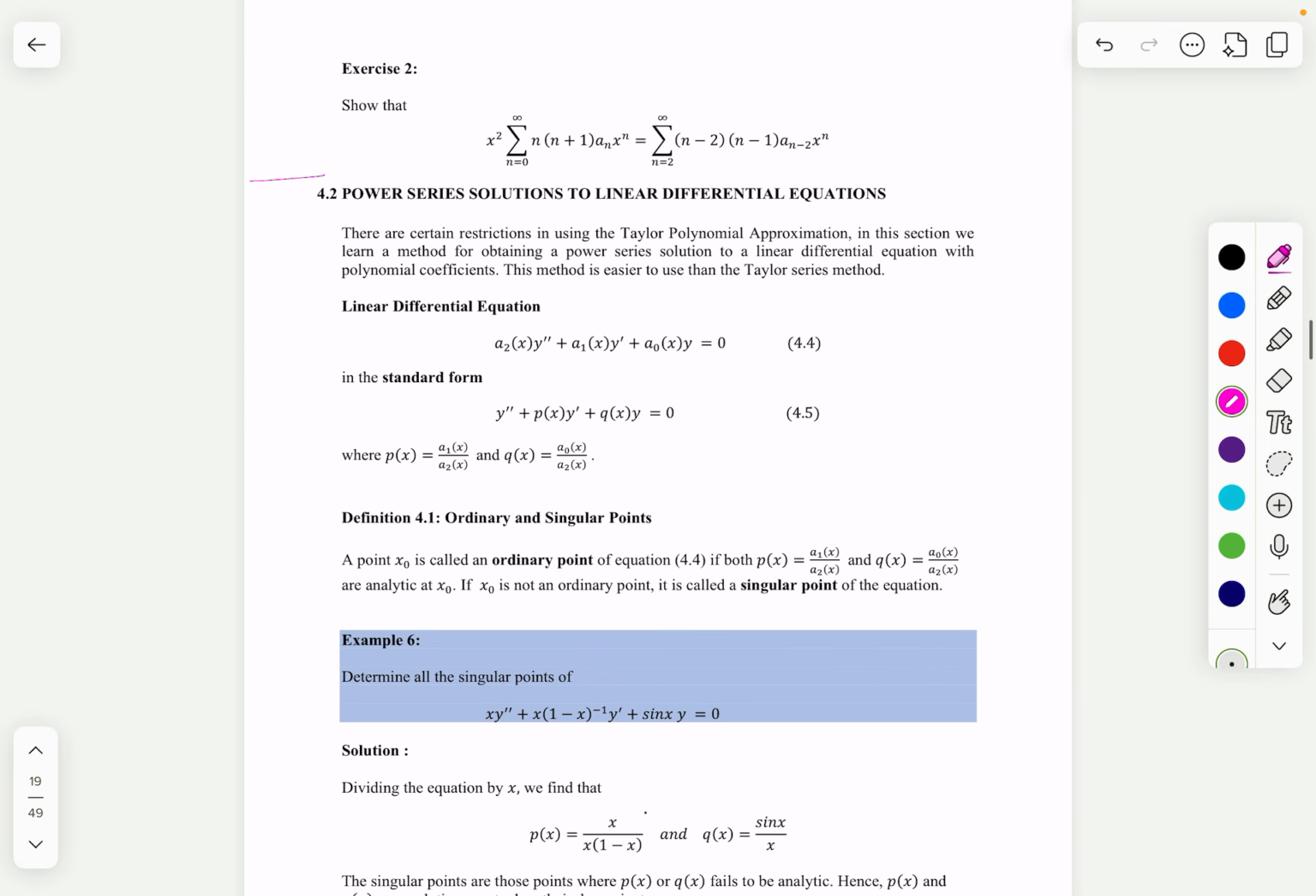Then exercise 2. I think this is based on the exercise, but you can try to do this. It is almost the same as the first example on shifting the index. Try to show for this one: how can this one become this one by shifting the index? You can try this on your own.